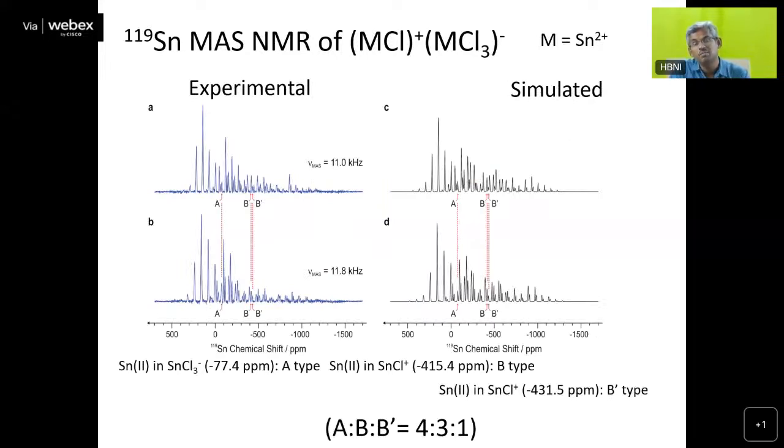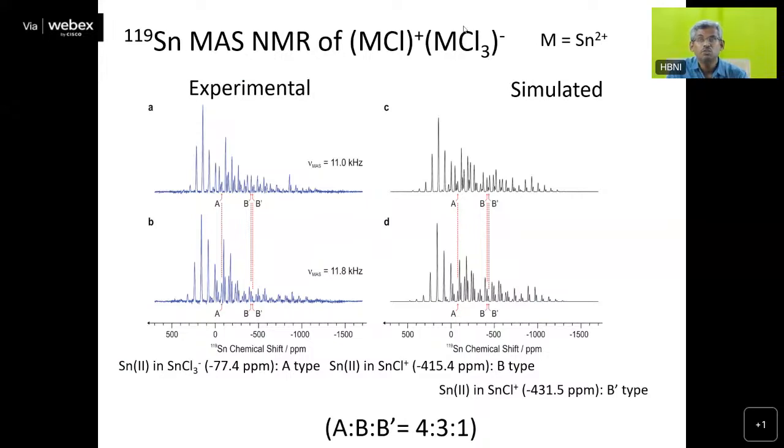So you see the typical NMR spectra of this complex, the 119Sn MAS NMR spectra of this compound. Here M is nothing but tin 2 plus, here also tin 2 plus, and here also tin 2 plus. So only two different types of tin. Still, the pattern becomes so complex.